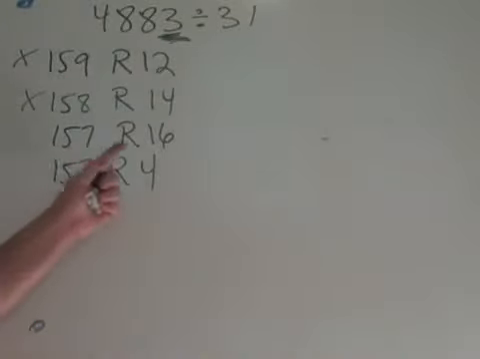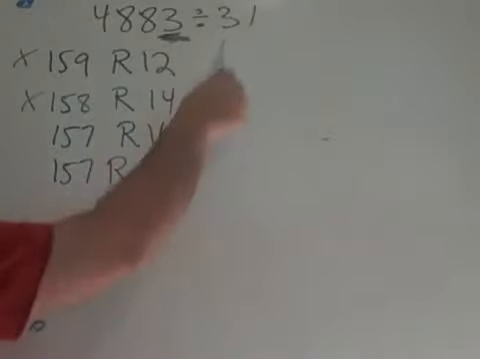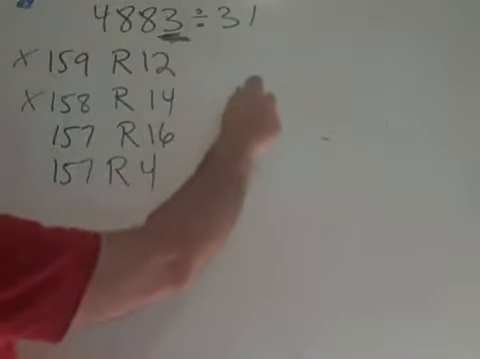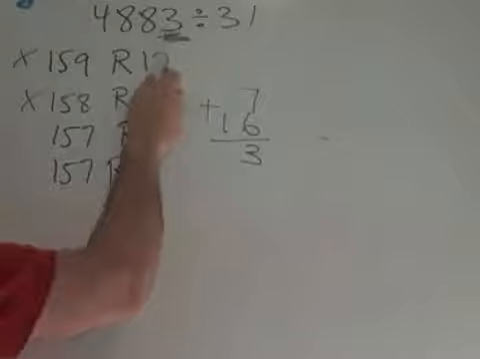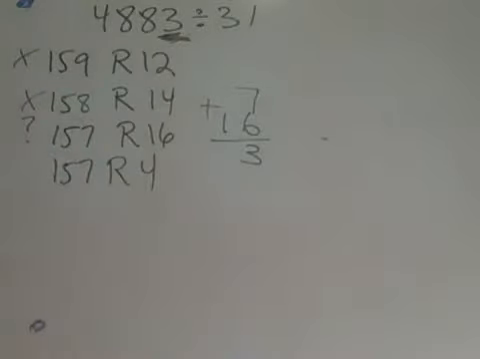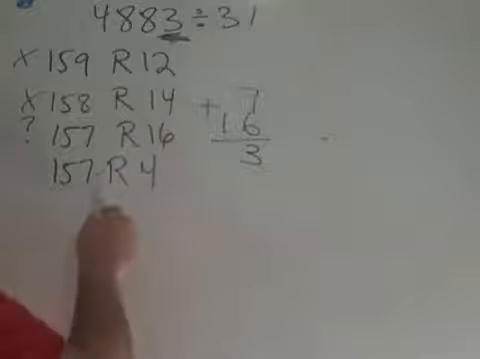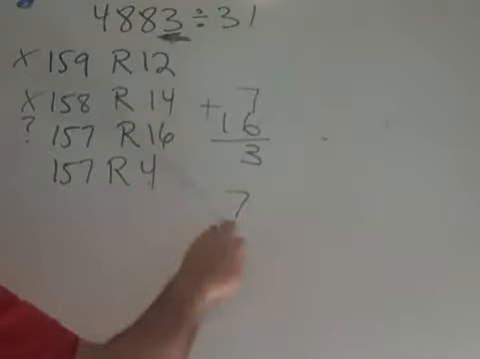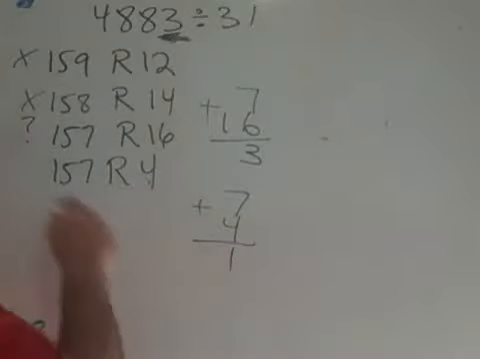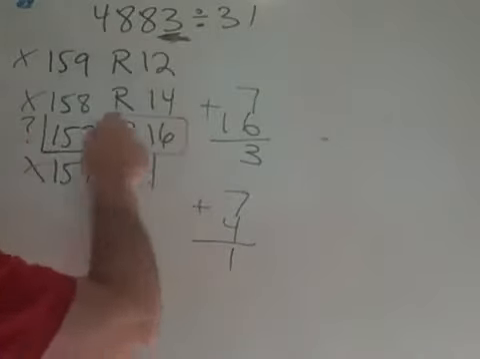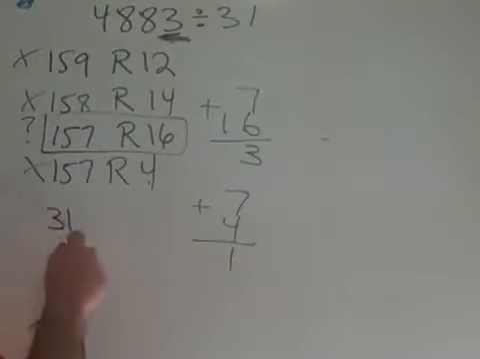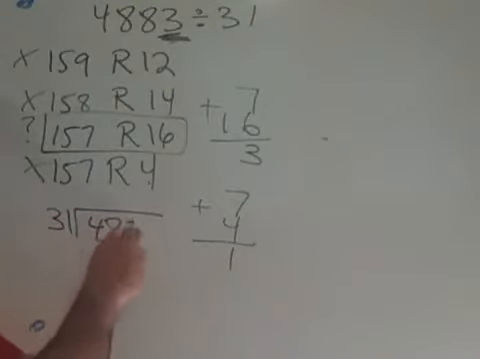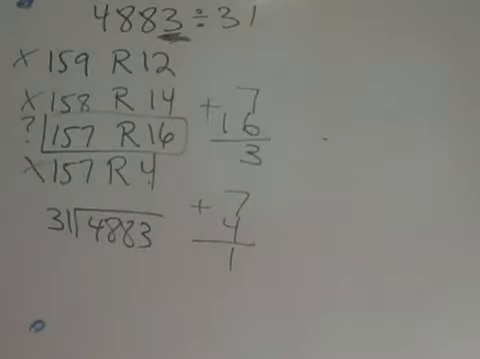Is 157 remainder 16 the answer? Well, 1 times 7 ends in a 7. Add 16, it ends in a 3, just like that number. That might be the answer. 1 times 7 is 7. Add 4 to it, ends in a 1. That's not the answer. Here's the answer. Here it is. And I didn't do any long division. That is, I did not do 31 into 4883. I multiplied by 1.